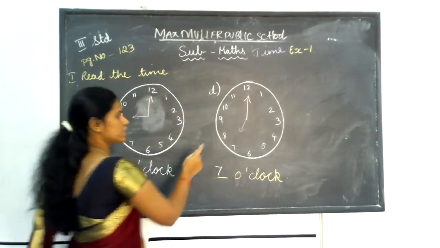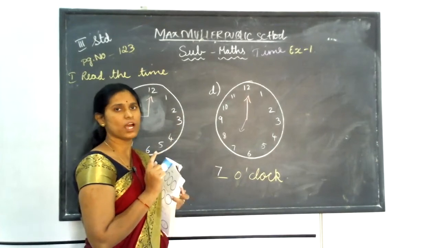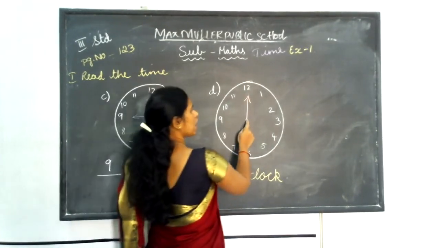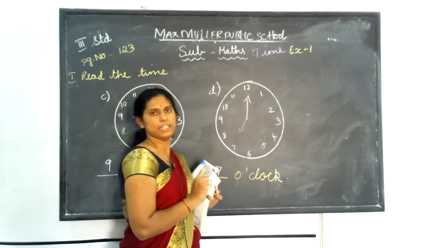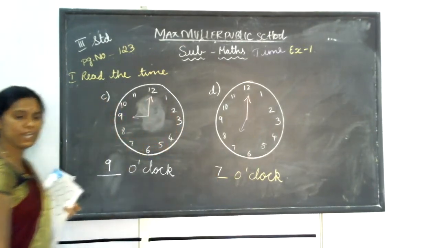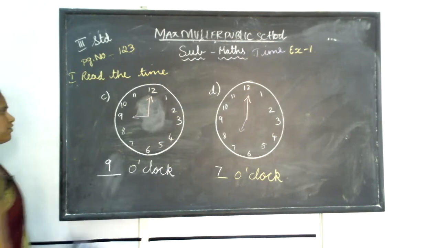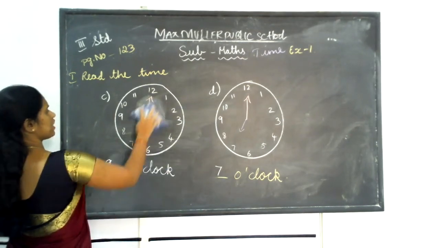The short hand is the hour hand. It shows only the hours. The long hand indicates only the minutes. Now, slowly, for example, copy C and D, and I'll explain. Finished? Now, slowly you see this one. I'll explain this one.